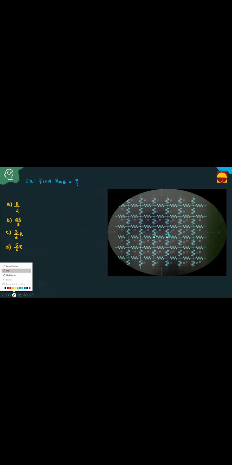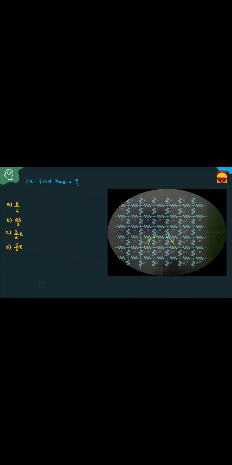Can anybody answer this question? Same model only. Find RAB. This is one of the infinite grids. Here it is asking for RAB. The same procedure you have to apply. One is current entering, the other is current leaving. This problem and the previous problem are the same, but here they give more resistors.